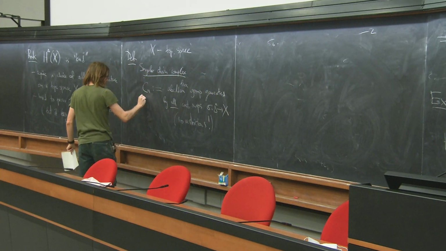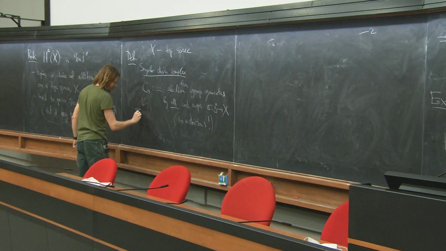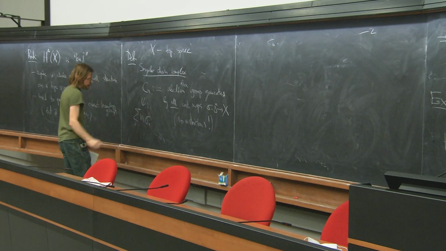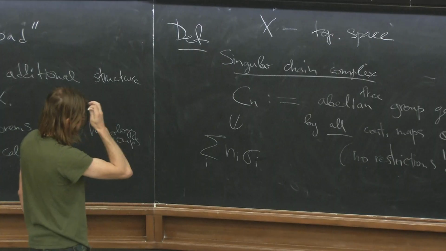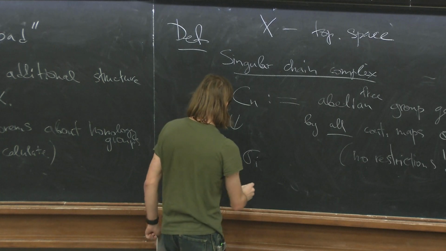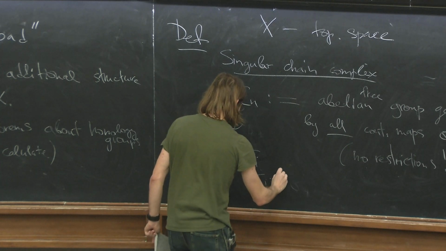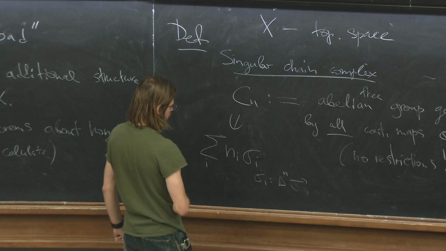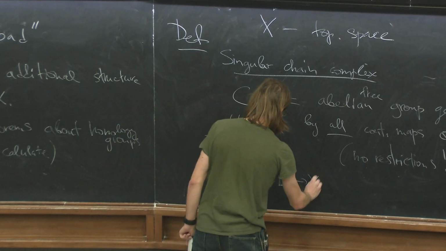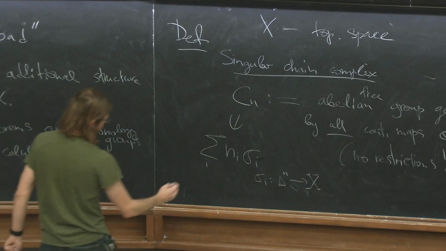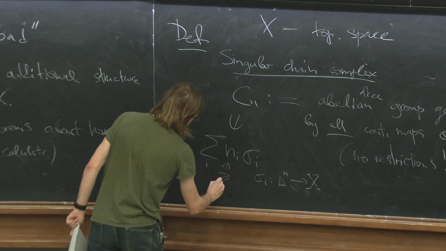So an arbitrary element here is written as a formal linear combination, with a finite number of terms, where each term is understood as a map from delta n to X, with coefficient an integer.